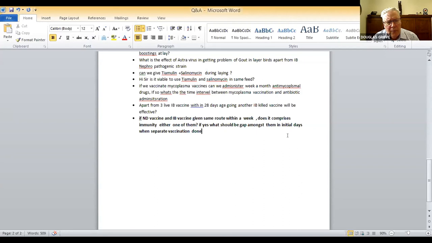Yeah, if you're using single Newcastle vaccine and single bronchitis vaccine, you need to have at least a 7-day gap between them. Commercially, there are many preparations of Newcastle combined with bronchitis that have been balanced in the laboratory so that they are not interfering with each other. So if it's a combination vaccine, great. If you're using monovalent Newcastle and bronchitis, then a 7-day minimum would be my recommendation.